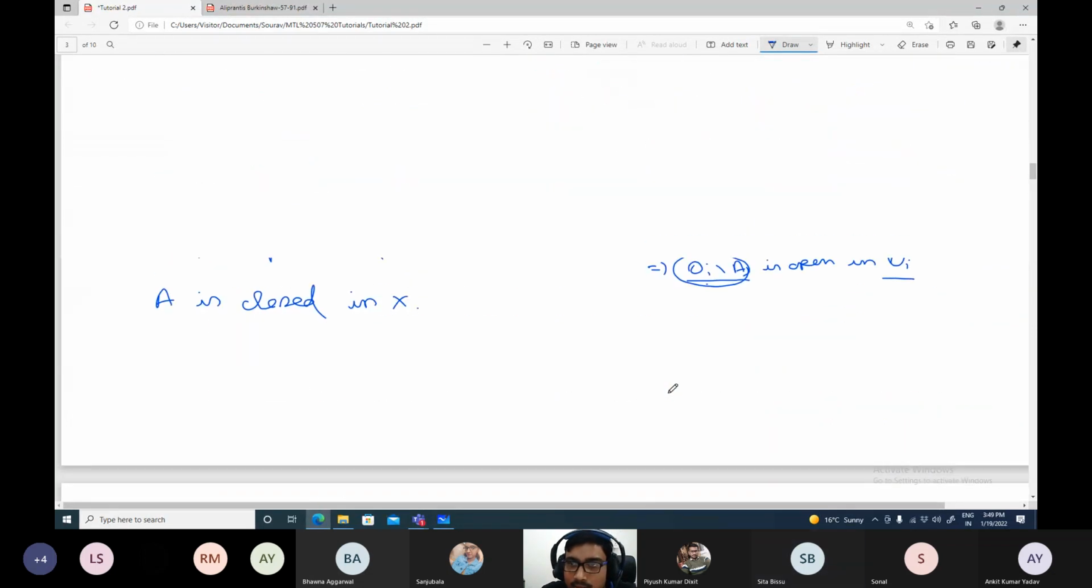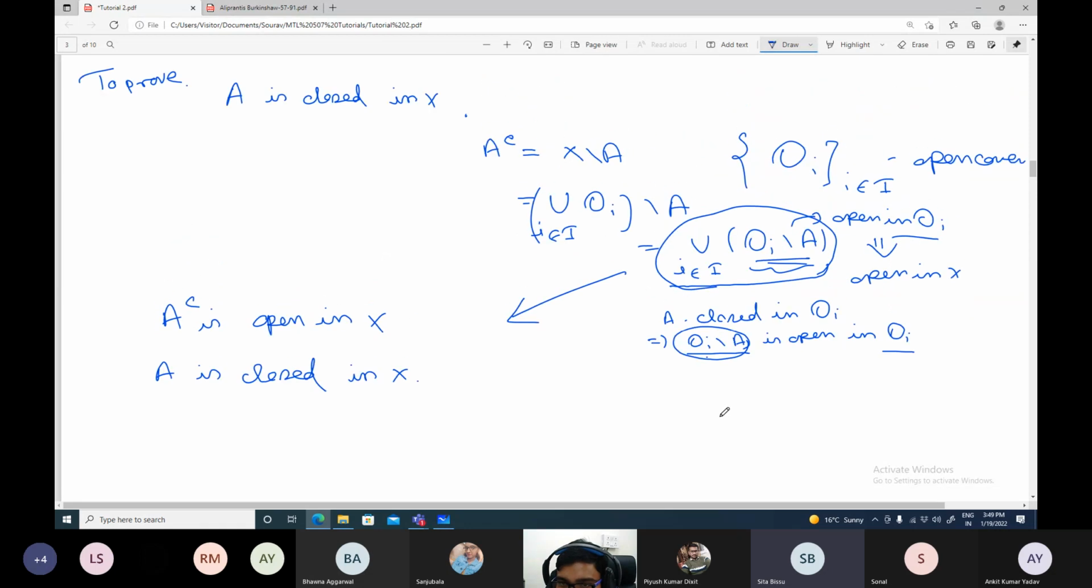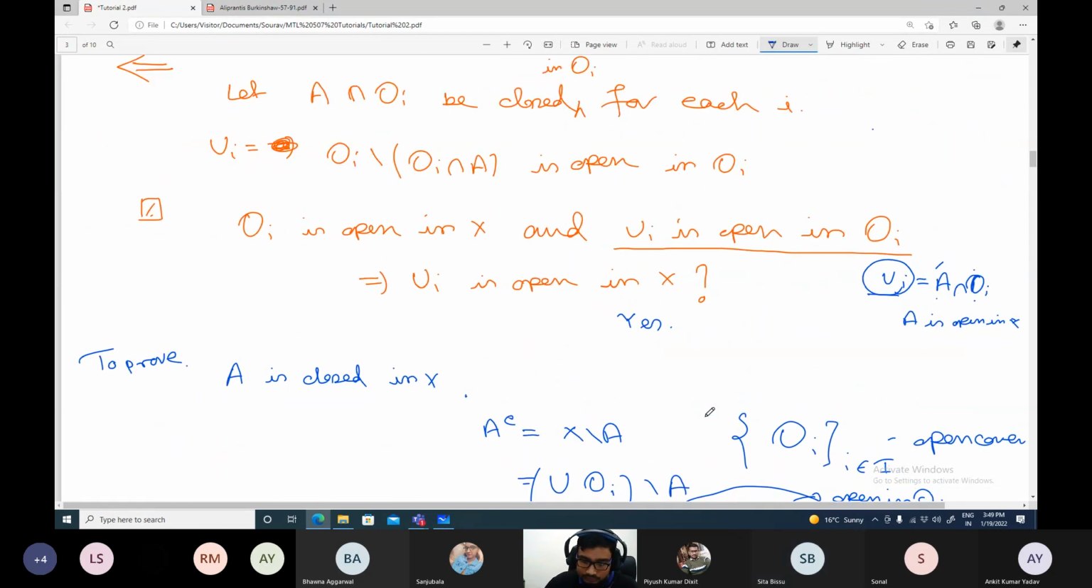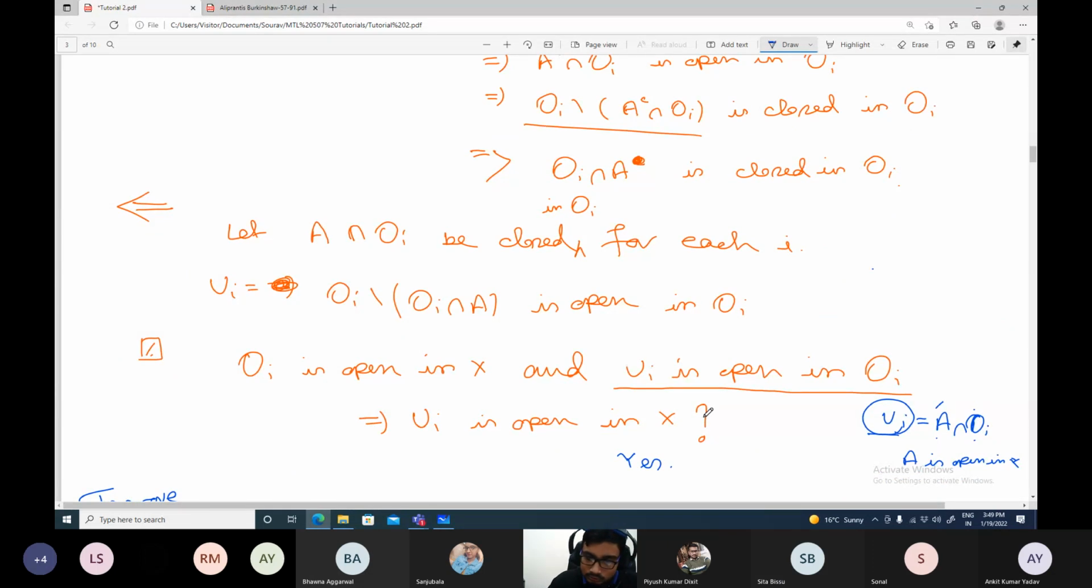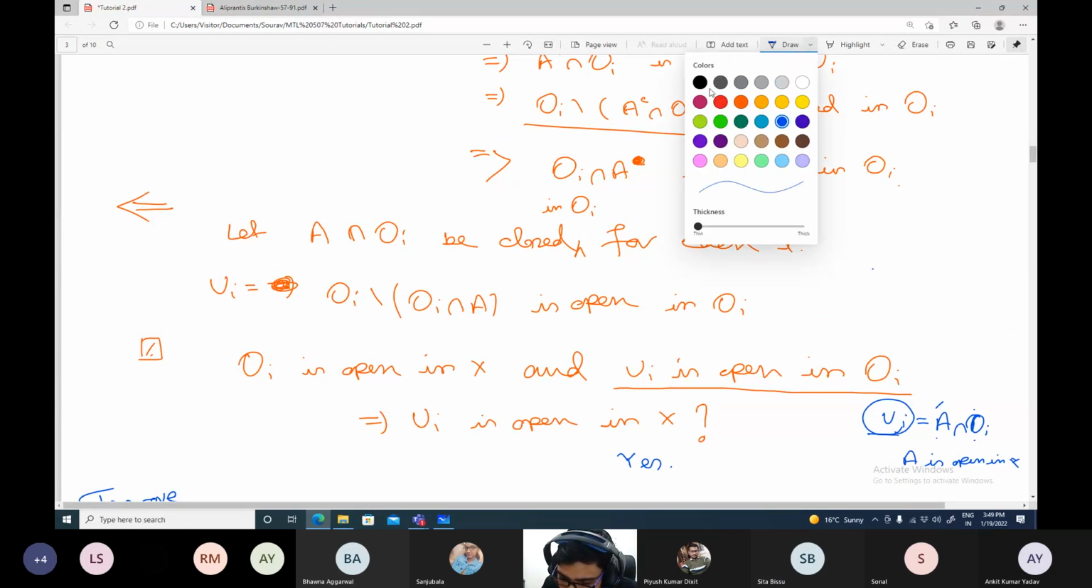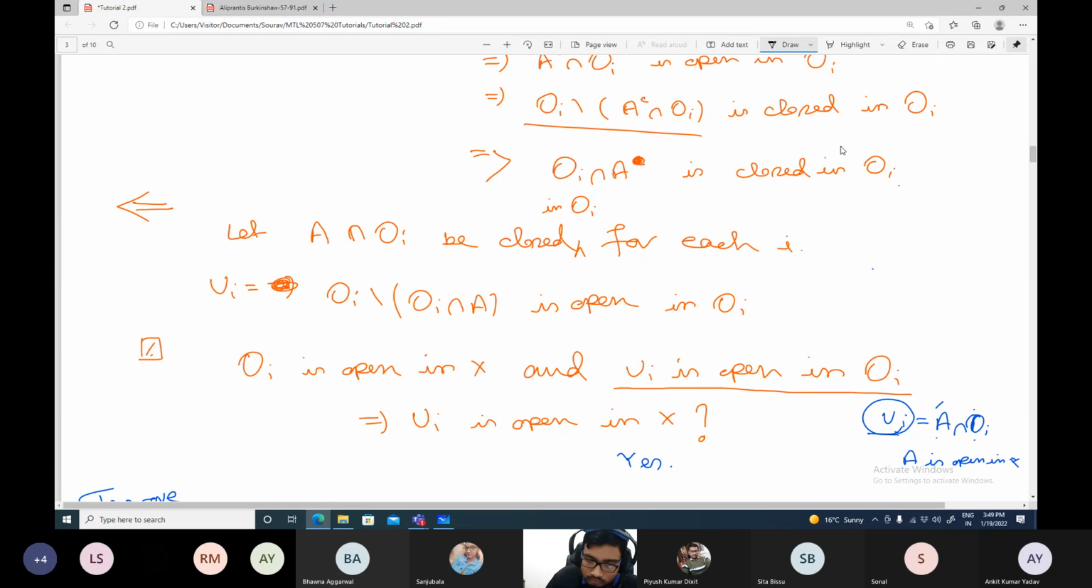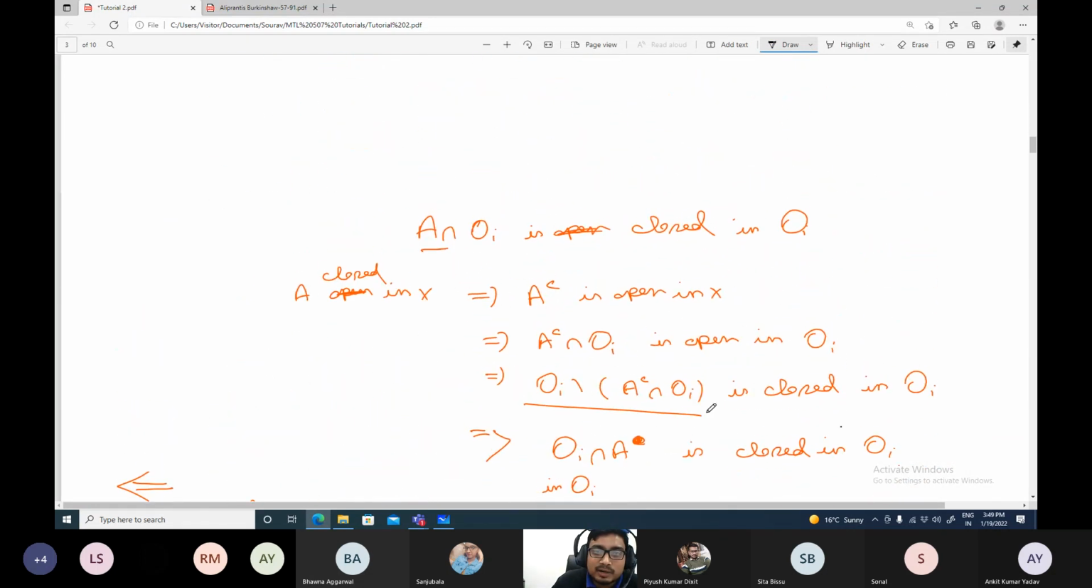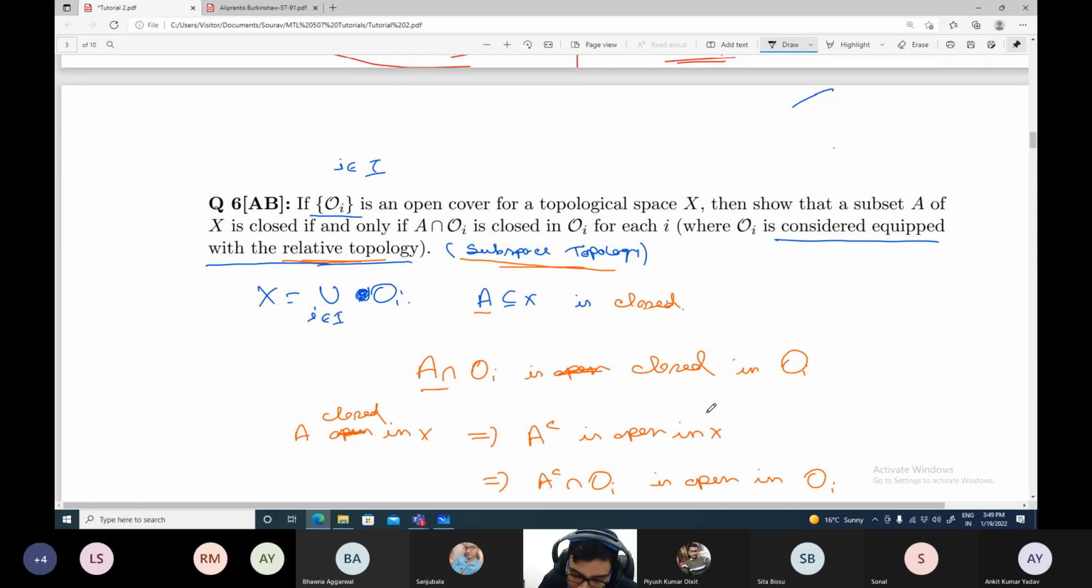Sir, please repeat the converse part. Sure. So, okay. What is the converse part? We have to prove that if A is closed in each O_i, then this will imply A is closed in X. So you have to prove this one.